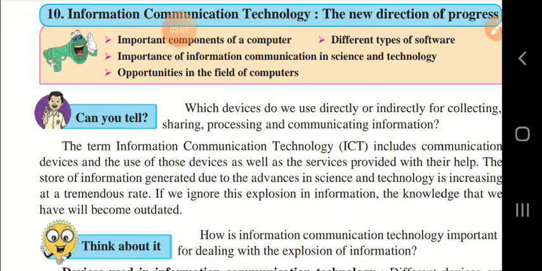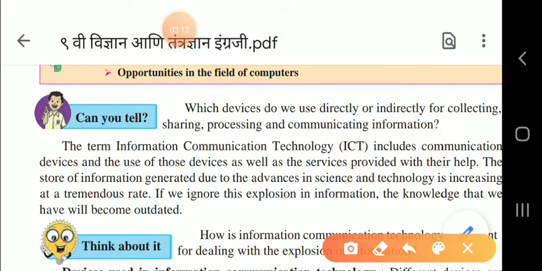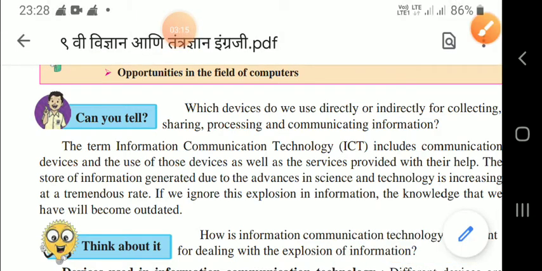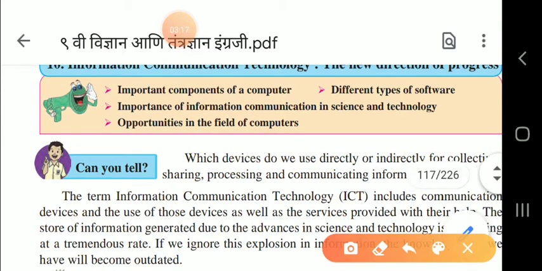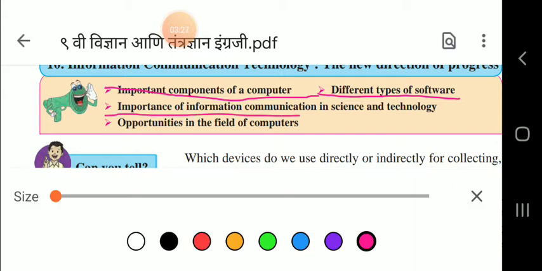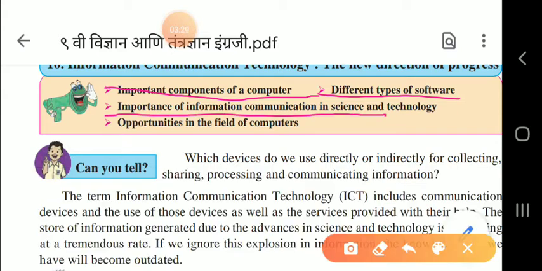So we are starting with our explanation part. This chapter's name I already told you, Information Communication Technology, the new direction of progress. In this chapter we will study important components of computer, different types of devices or software, importance of information communication science and technology, opportunities in the field of computer.